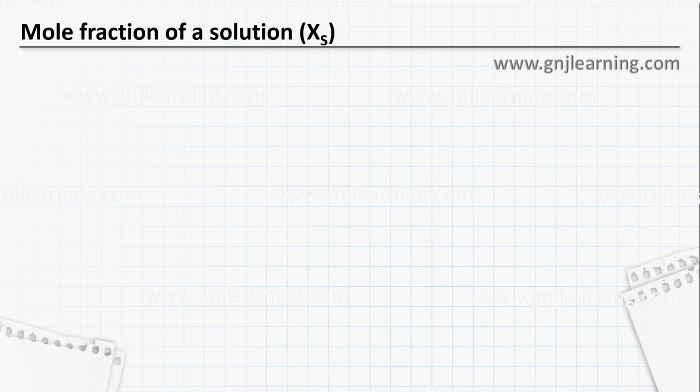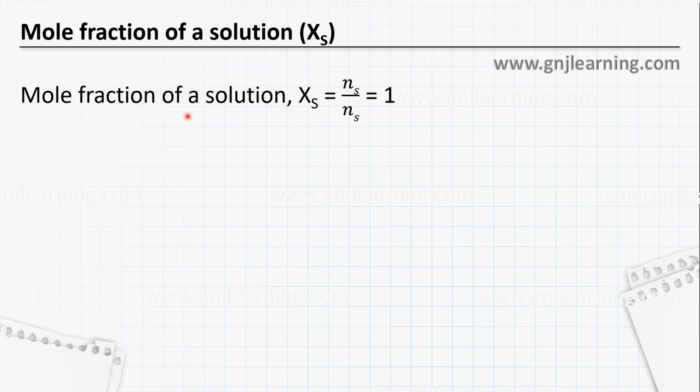Next is the mole fraction of a solution, Xs. So far we have seen the mole fraction of a component. Here, what is the mole fraction of a solution? Whenever you are taking the mole fraction of a component, you have to take the number of moles of that component. Here, since it is a solution, it is the number of moles of the solution divided by the total number of moles of all the compounds in the solution, which is again Ns. Both are the same, so Ns by Ns is equal to 1.